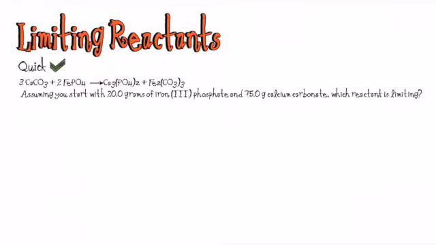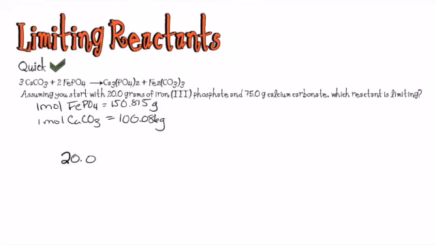Assuming you start with 20 grams of iron 3 phosphate and 75 grams of calcium carbonate, which one is limiting? So we already have the balanced equation, so our first step would be to get grams to moles. So 1 mole of iron 3 phosphate is 150.815 grams, and 1 mole of calcium carbonate is 100.086 grams. So we had 20 grams of iron phosphate.